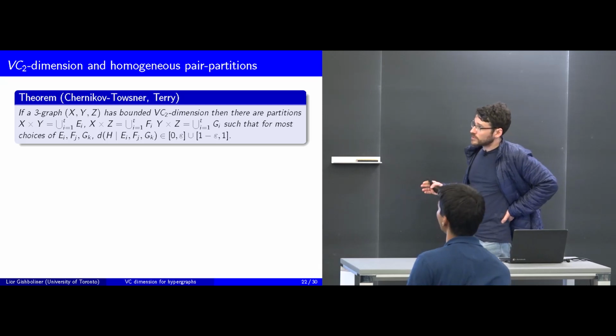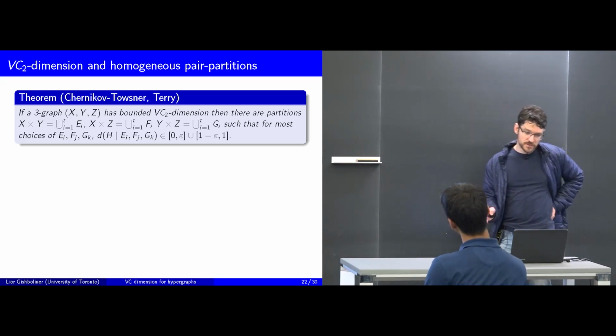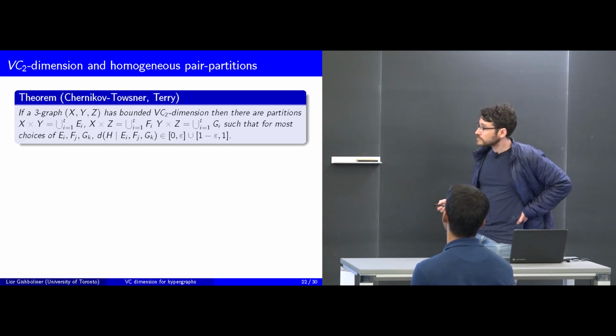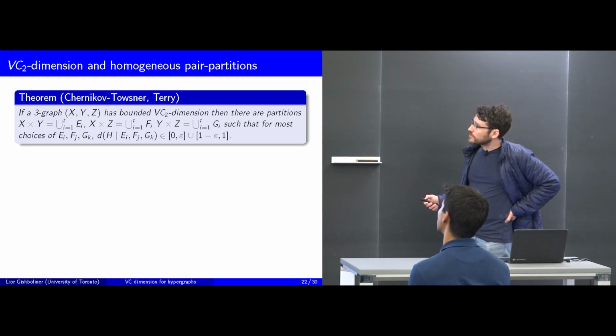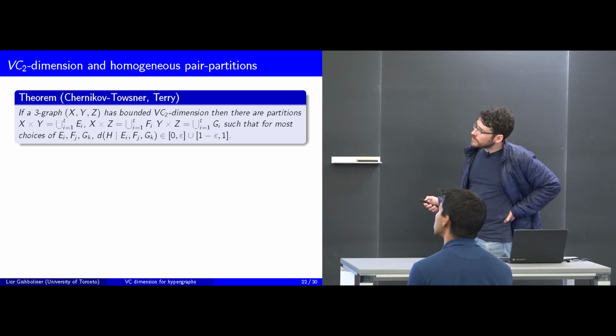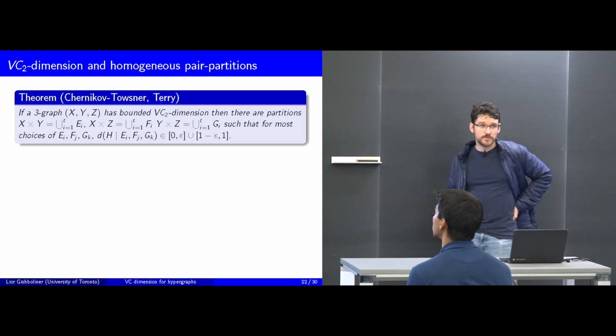So it's not true that we can have a homogeneous partition of the vertices, but it is true that we can have a homogeneous partition of the pairs. So we partition the pairs, so X times Y we partition into some E1 up to ET, and X times Z to F1 up to FT, and so on. And such that for most of the choices of Ei, Fj, and Gk, the density of H with respect to these triangles of Ei, Fj, Gk is close to 0 or 1.